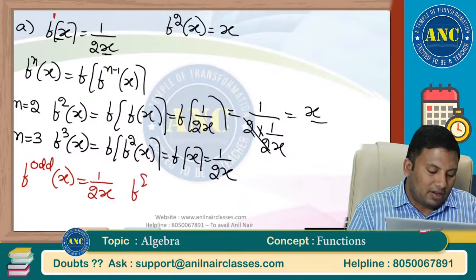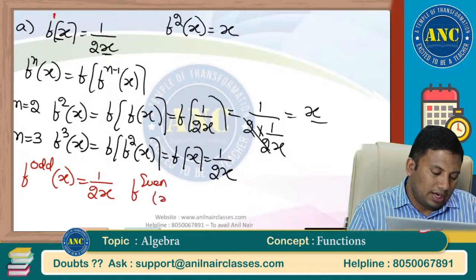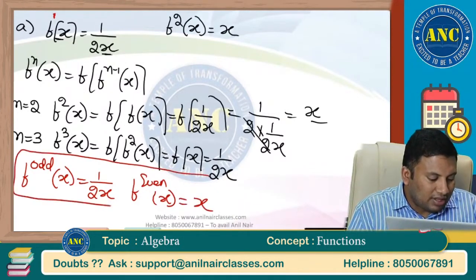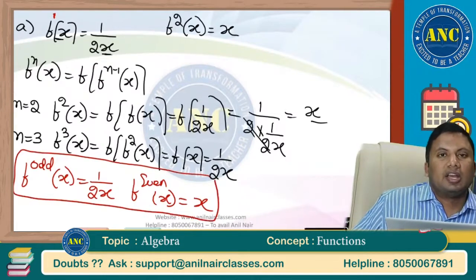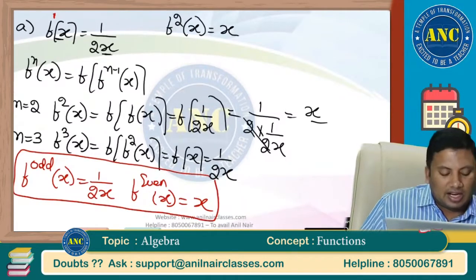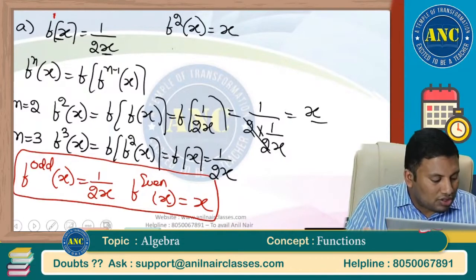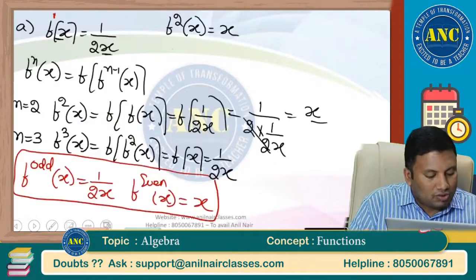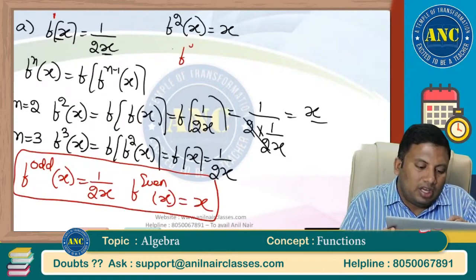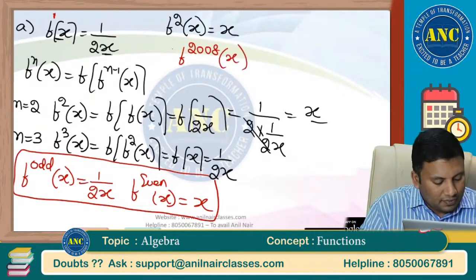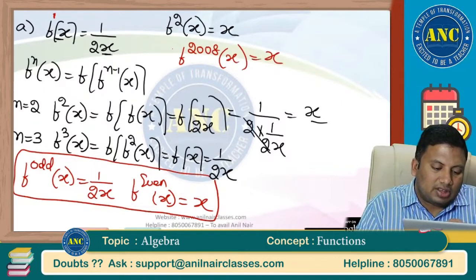F even of x is nothing but x. So if the power is even, then the right hand side is x. If the power is odd, then the right hand side is 1 by 2x. Question is, what is the question that was asked? f2008 of x. We will do even and odd. f2008 of x, even. So the answer is nothing but x.